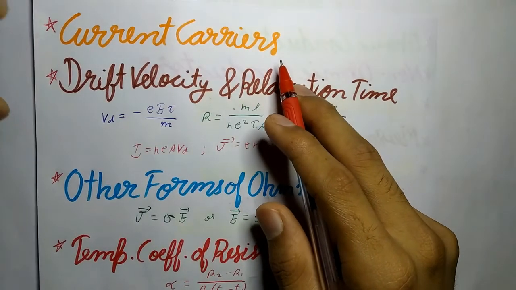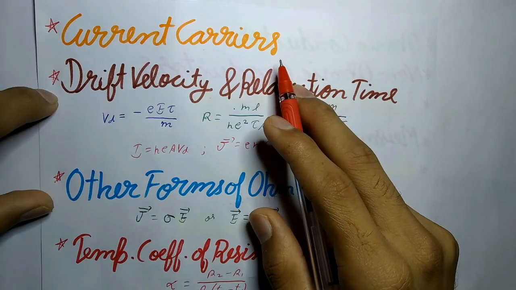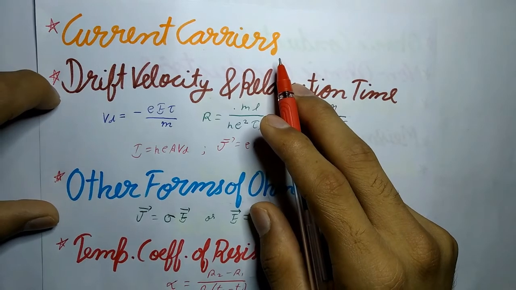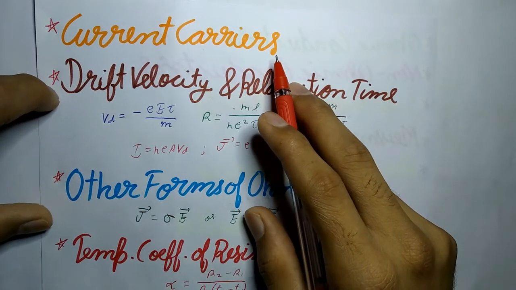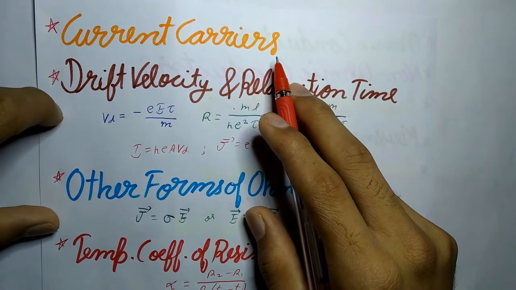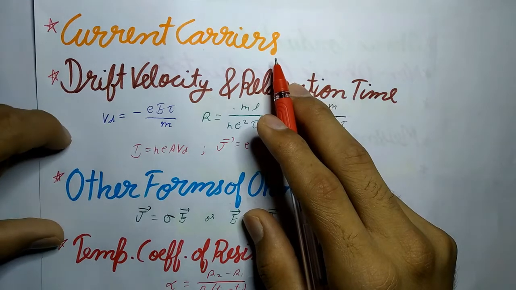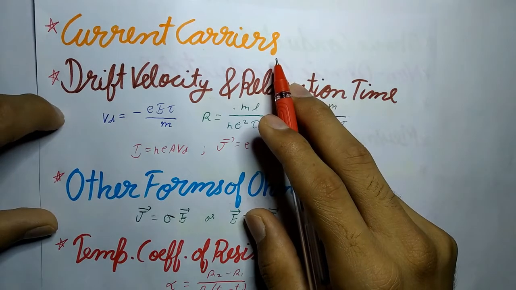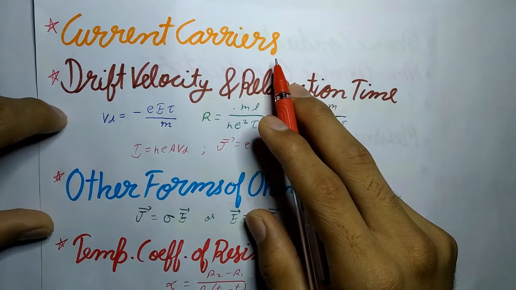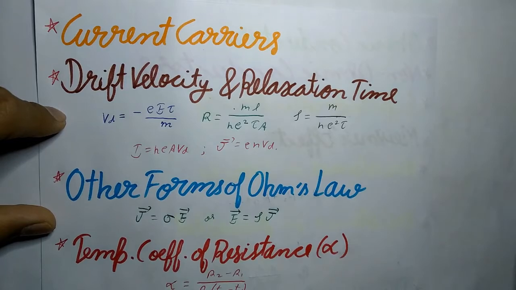Current carriers. In metals, free electrons are the charge carriers, and in ionized gases, electrons and positively charged ions are the charge carriers. And in an electrolyte, both positive and negative ions are the charge carriers. And in semiconductors like germanium and silicon, conduction is due to the electrons and holes. A hole is a vacant state from which an electron has been removed and acts as a positive charge carrier.